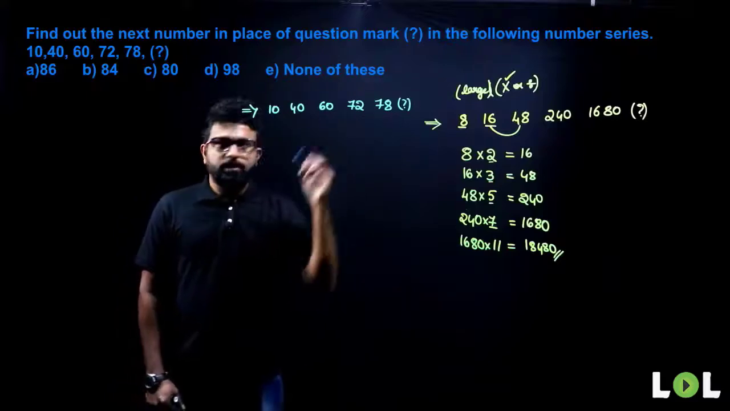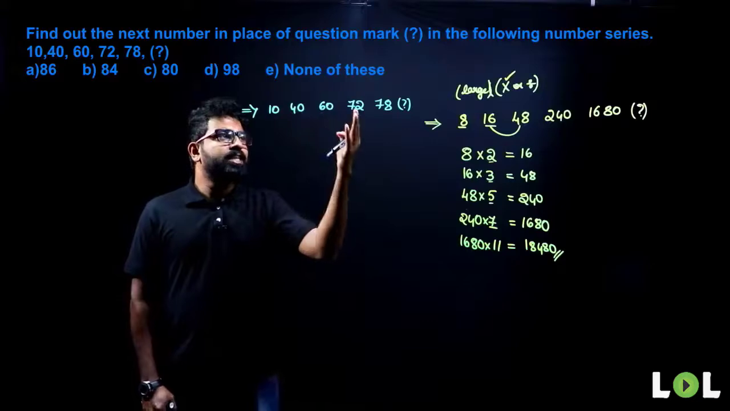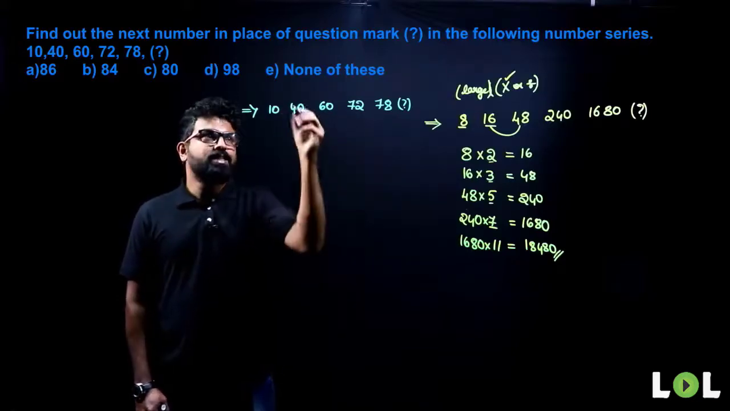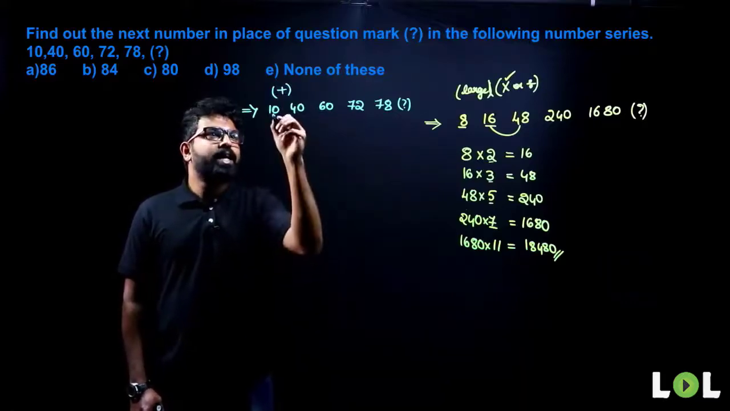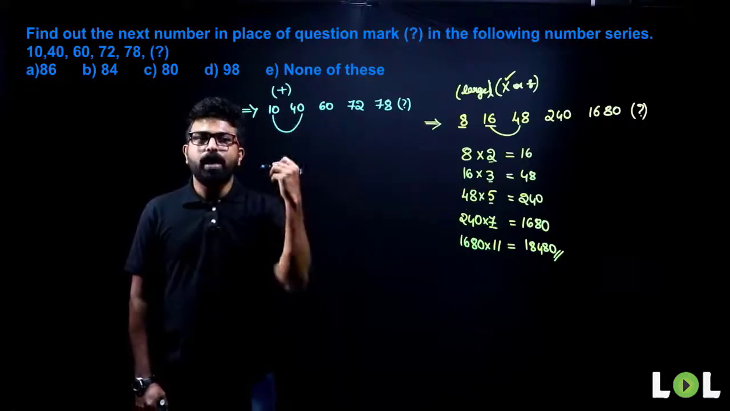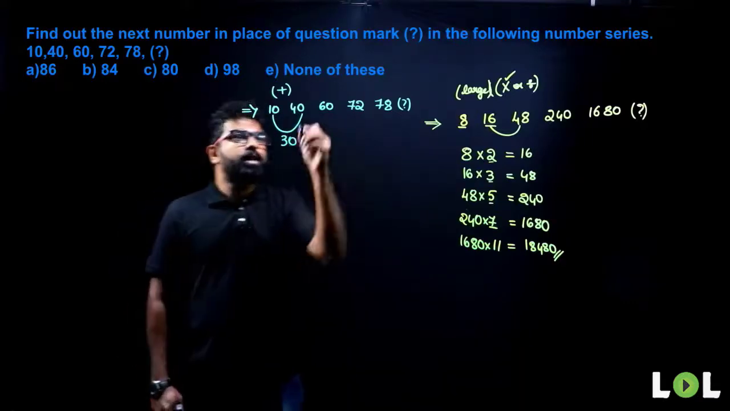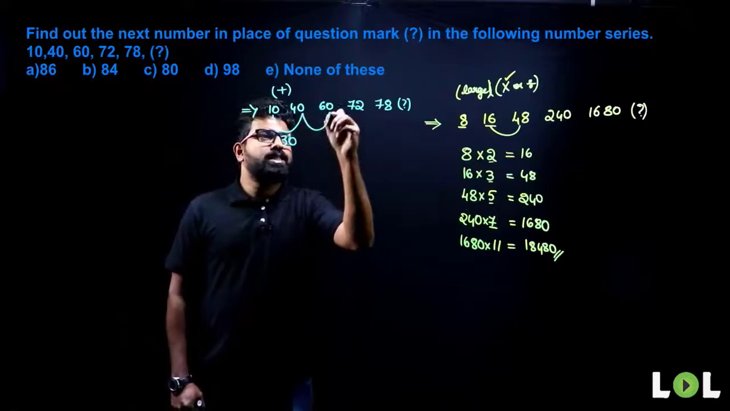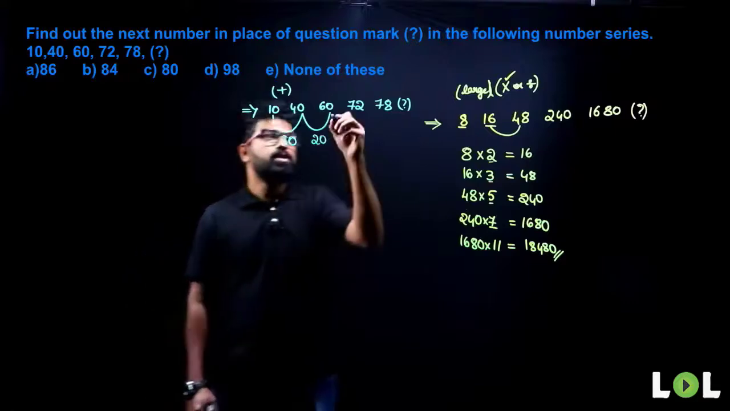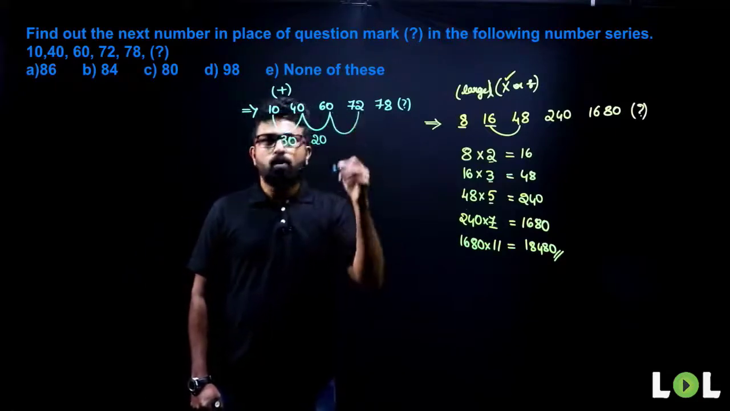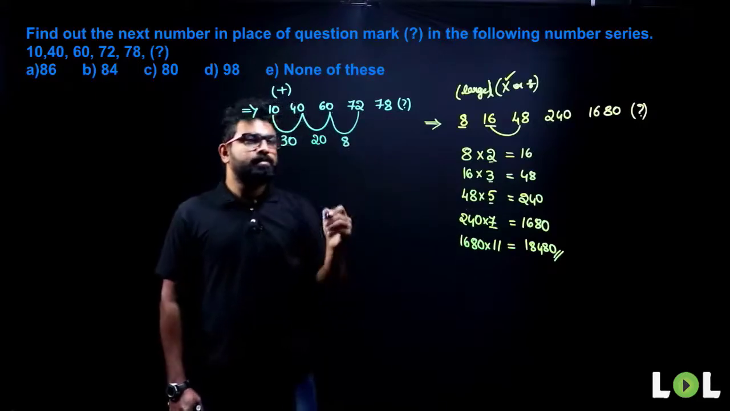So compare my first term and the last term. The difference is not very big. And are they increasing or decreasing? They're increasing. Hence, it is addition. I need to start taking the difference here. When I take difference between 10 and 40, what do I get? I get 30. Similarly, between 40 and 60, what do I get? My next difference here is 20. What about 60 and 72? What is my next difference here? My next difference here is 8.